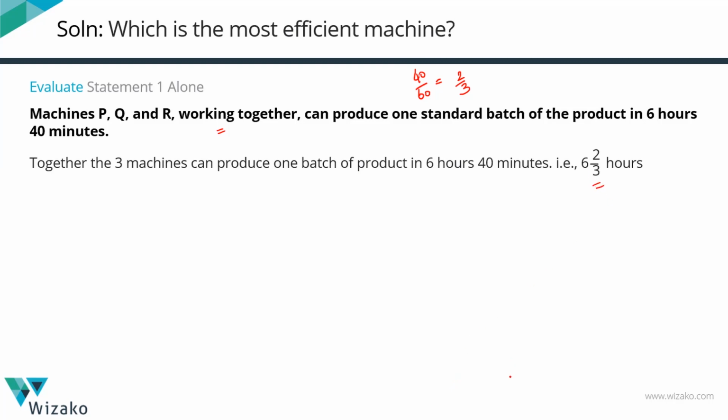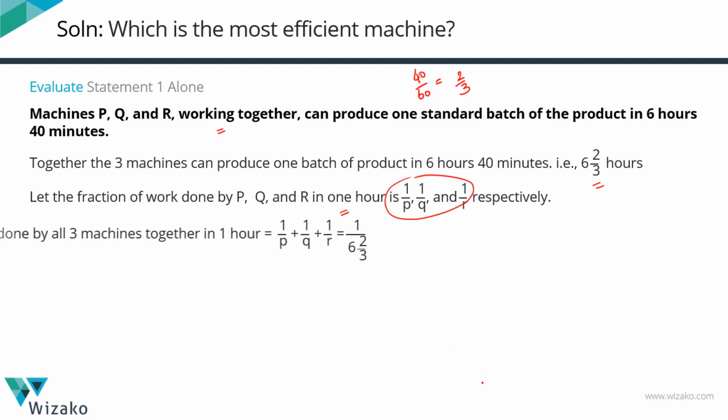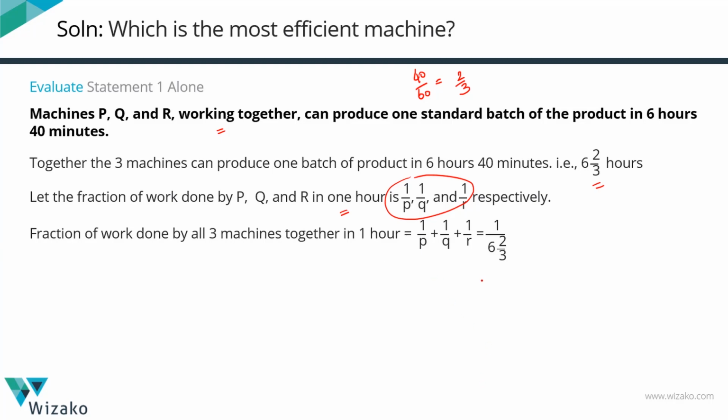I'm going to assign three variables. The variables P, Q, R stand for the time taken by P, Q and R working independently to produce one standard batch. So therefore, in 1 hour, the three missions respectively will produce 1/P, 1/Q and 1/R as a fraction of work done by them. So when they are working together, the sum of these three fractions is the fraction of work that they would have done in 1 hour. So this is the equation that we have.